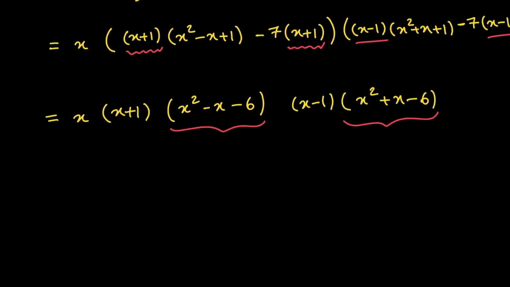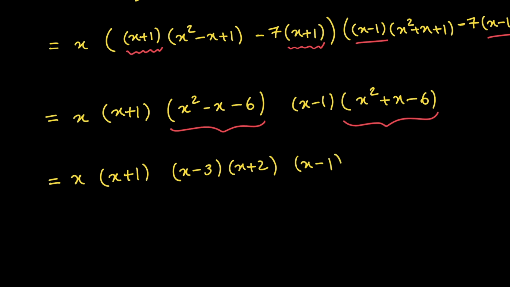Great. Now at this point, we need to factor these two quadratic expressions. And to factor the first one, we need to find two numbers that add up to negative 1 and multiply to negative 6. Obviously, those two are negative 3 and positive 2. For the second one, we need to find two numbers that add up to positive 1 and multiply to negative 6. Those two are obviously positive 3 and negative 2.